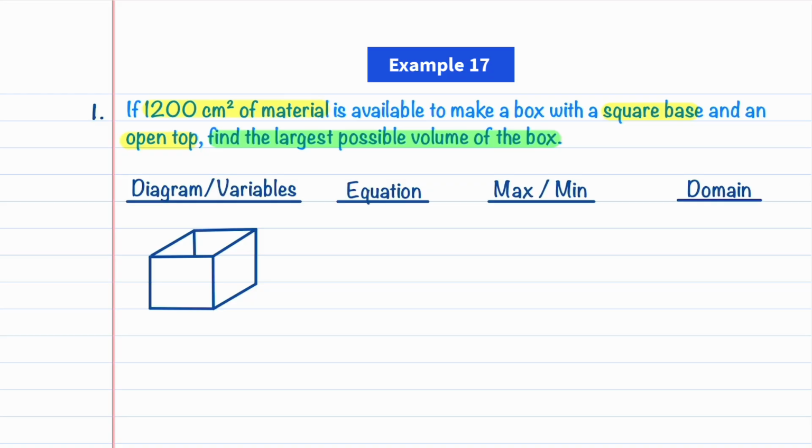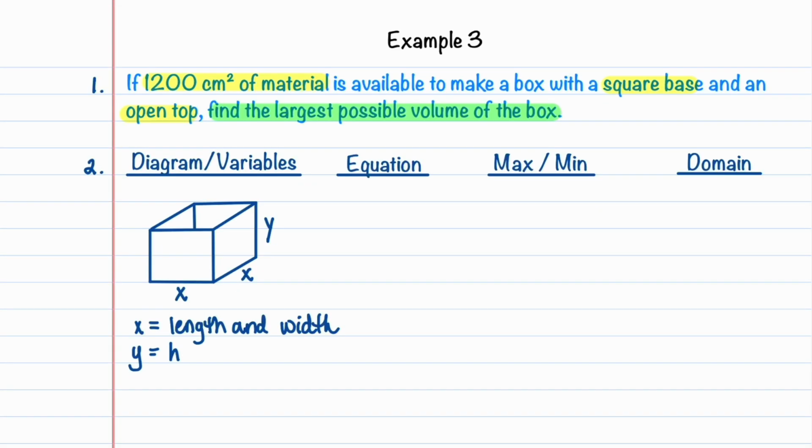The second step is to fill in each of these 4 categories using the information from our problem. I went ahead and drew a box with a square base. Now what we have to do is label the sides. If it has a square base, this length and this length can both be x, and then we'll let this height be y. So let's write down that x is our length and our width. You always want to write down what the variables are. And then y is our height.